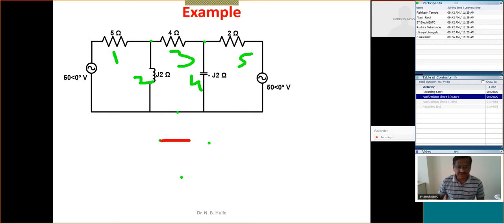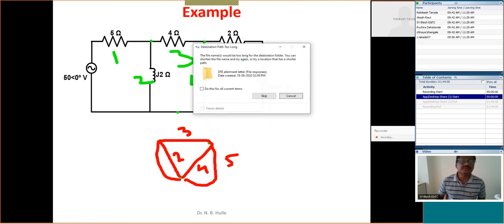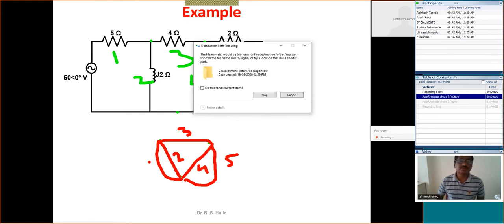This is one branch, which is the branch number 3. This is another branch, which is the branch number 4. This branch. Again here, this is another branch, which is the branch number 5. This is the branch number 2. And here, this is the branch number 1. This is the graph for this case. Is it right?